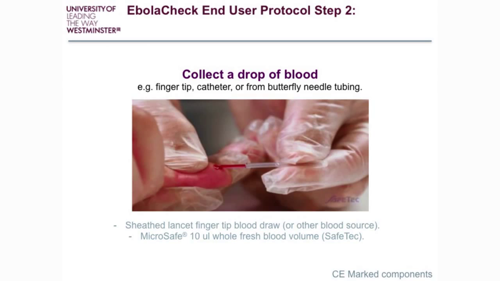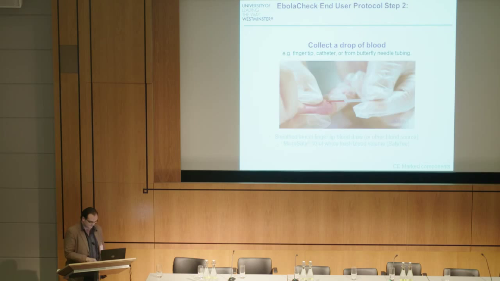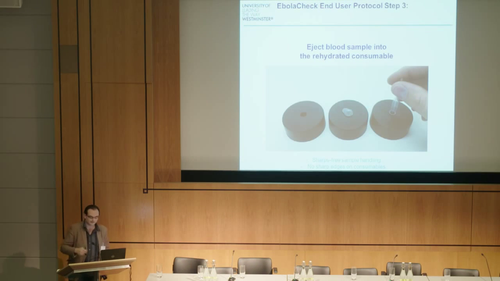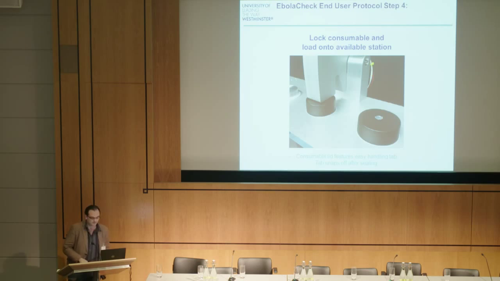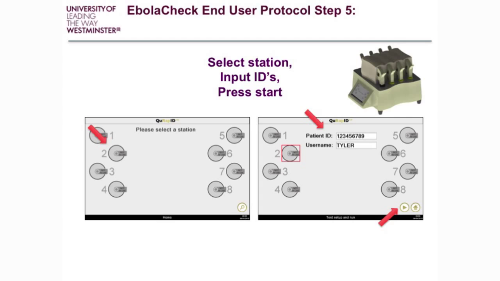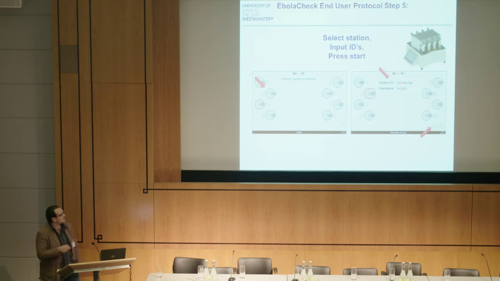Then you use the microsafe capillaries we saw in earlier slides today to collect a drop of blood, in this case 10 microliters. You then put that 10 microliters into the consumable, put the lid on, which again has an easy handle that snaps off very easily. Put it on the machine, lower the head, and then go to the touch screen. You press the station that is of interest to you, for example, station 2, that becomes active. You put in the patient ID, MSF, PHE, whichever system you'd like to use, and your username, so that we can tell if you can do the assay properly, and press the start button. Simple.